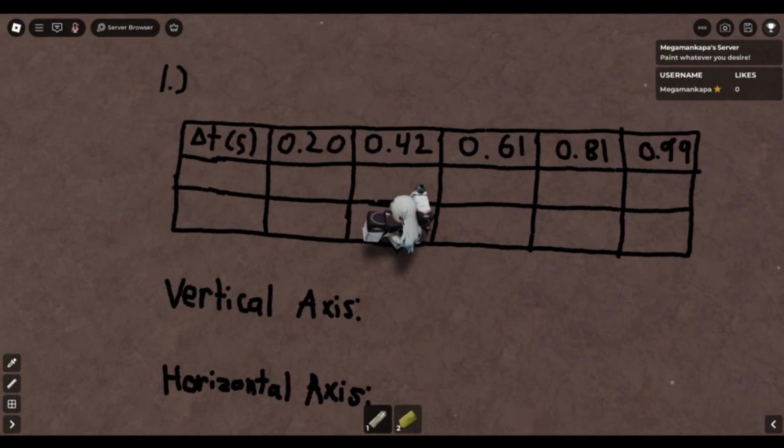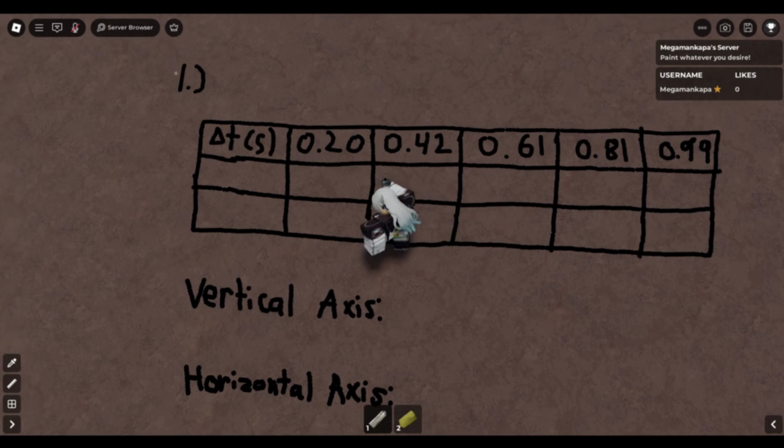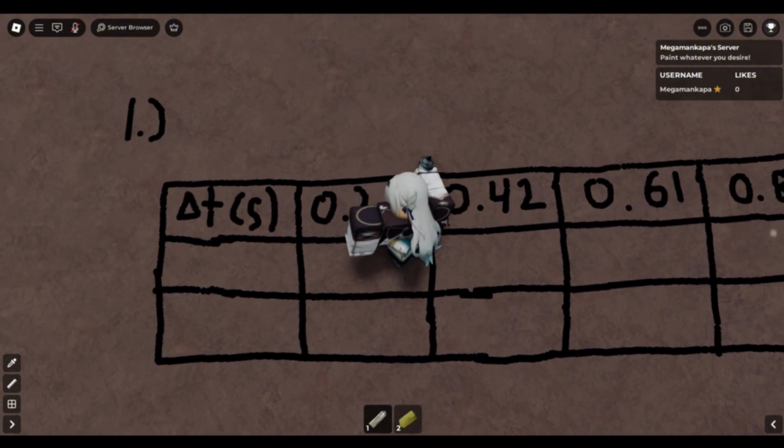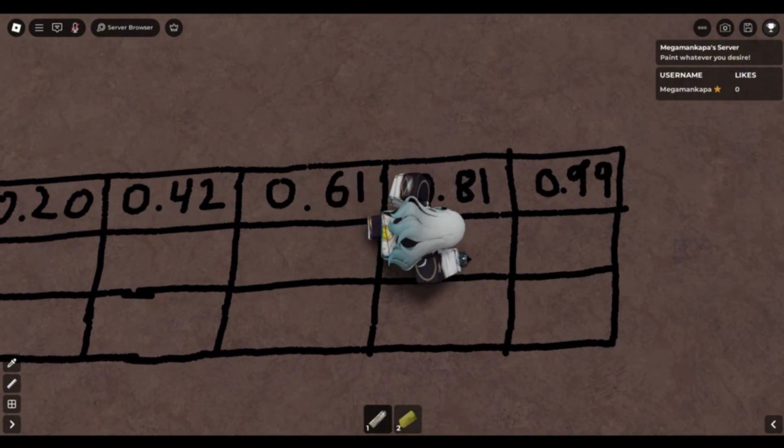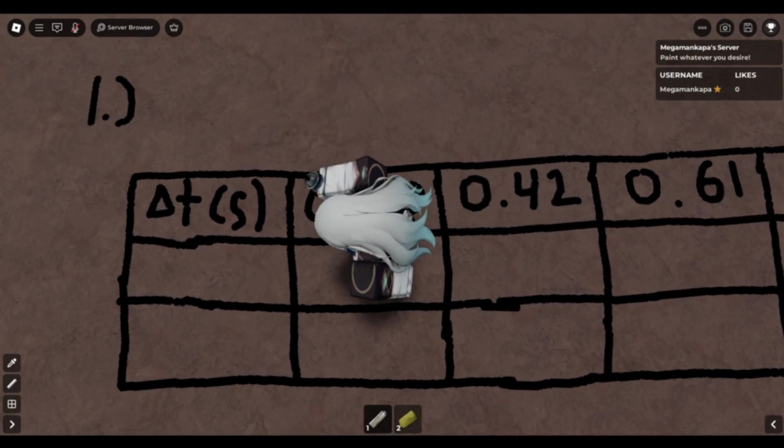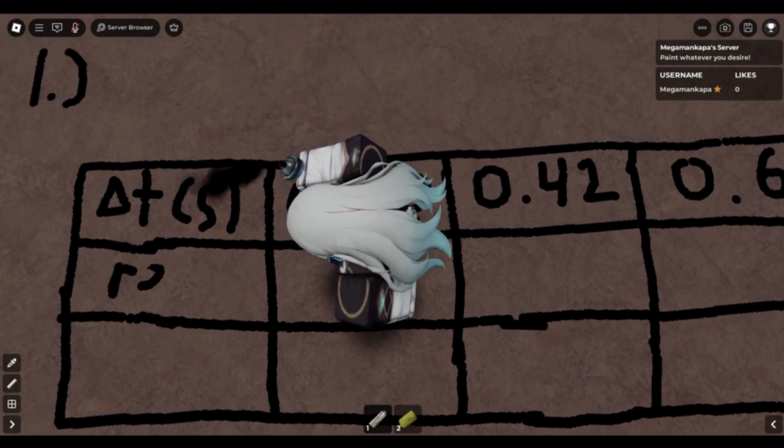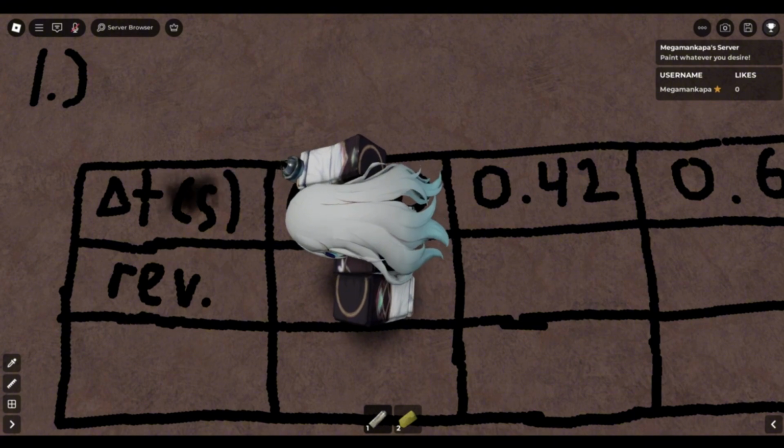Alright, problem L. So we want a graph that, when we graph it, we can use its slope to find the magnitude of tension 2. Well, let's look at what the problem gives us first. We know that this time frame corresponds to the amount of revolutions traveled. So let's just write that down, because the problem tells us that.